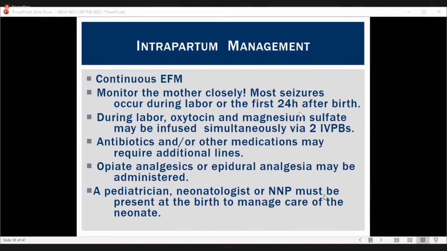Okay. So now we're in labor and delivery, finally. I know you thought it was all over, but it's not. Again, monitor very closely. Most seizures happen during labor or in the first 24 hours after birth. So don't think, oh, now we're in labor and delivery, we're home free. We're not home free. This is really when these patients tend to seize.